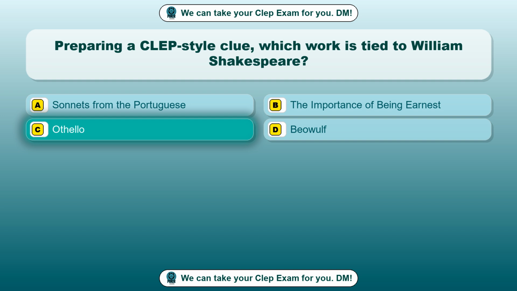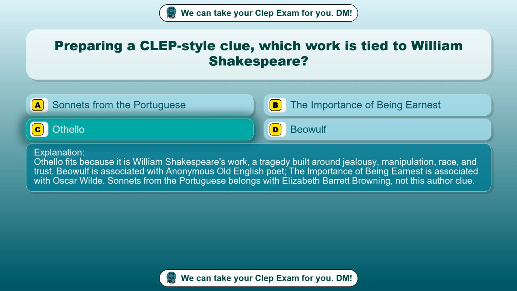Othello. Othello fits because it is William Shakespeare's work, a tragedy built around jealousy, manipulation, race and trust. Beowulf is associated with anonymous Old English poet. The Importance of Being Earnest is associated with Oscar Wilde. Sonnets from the Portuguese belongs with Elizabeth Barrett Browning, not this author clue.